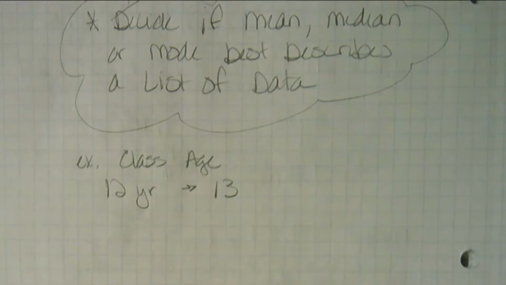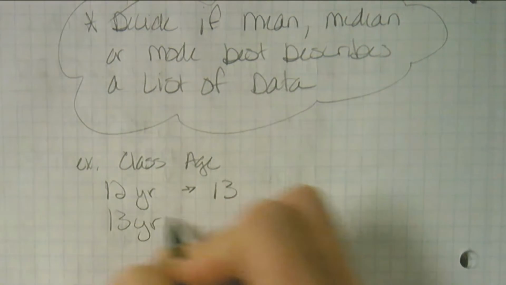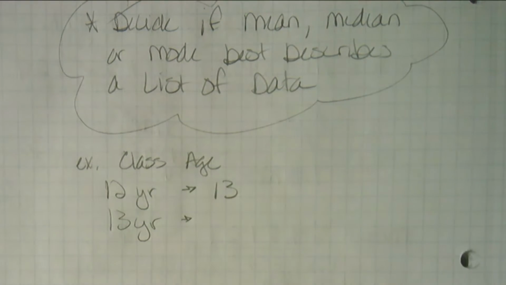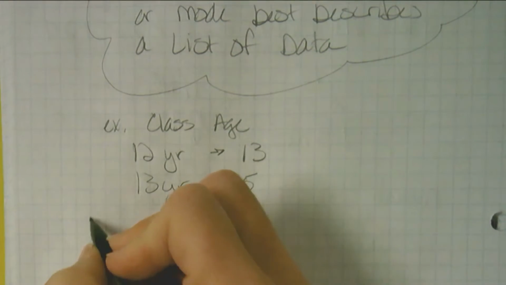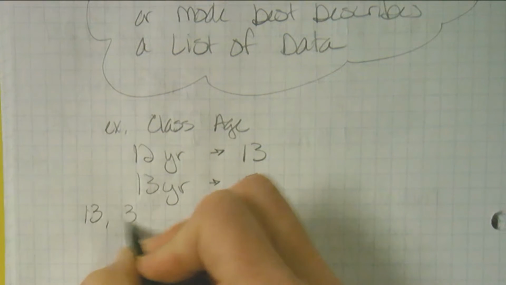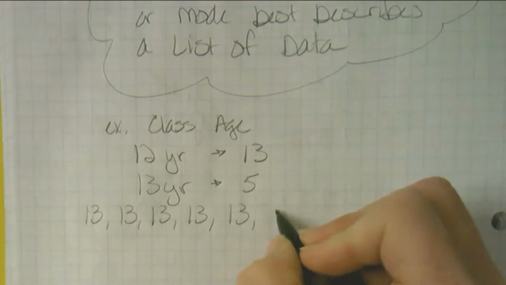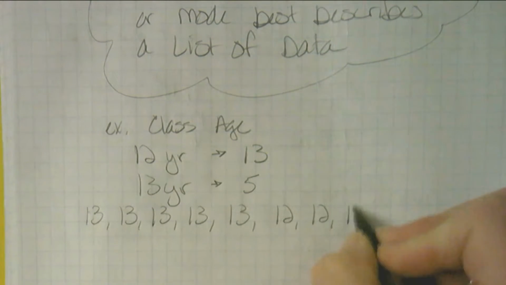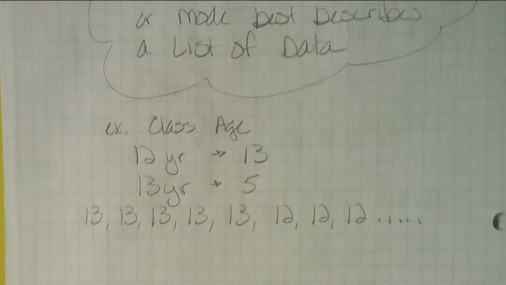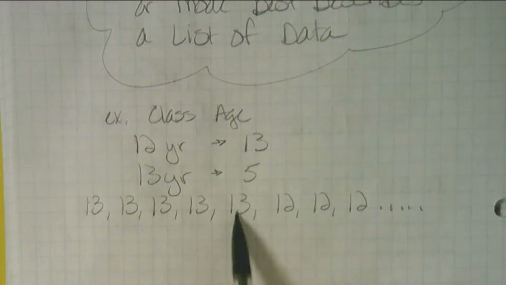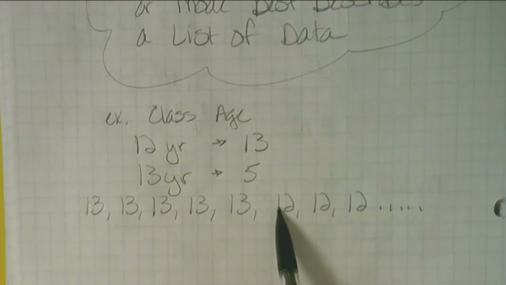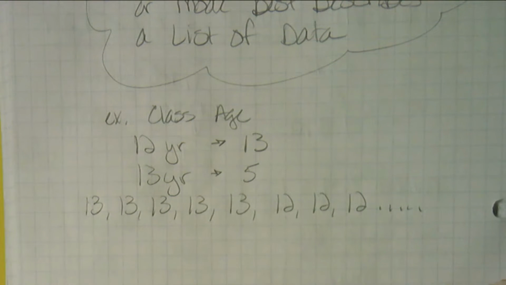How about 13-year-olds? How many of you guys are 13 in here? I have 5. All right, so if I listed this out, I would say 13, 13, 13, 13, 13, 12, 12, 12, and I'm going to do dot, dot, dot here. Because I have 5 13-year-olds, and I have 13 12-year-olds.